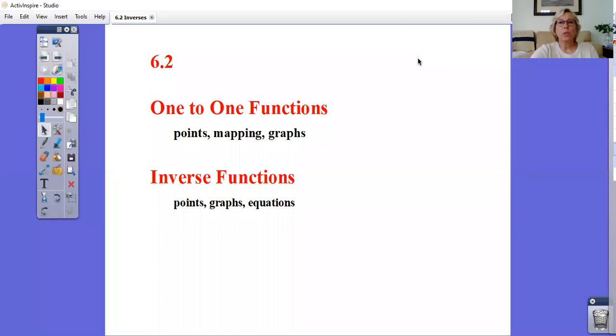Hi, everybody. So today we are working on one-to-one functions and inverse functions. And let's go ahead and get started.